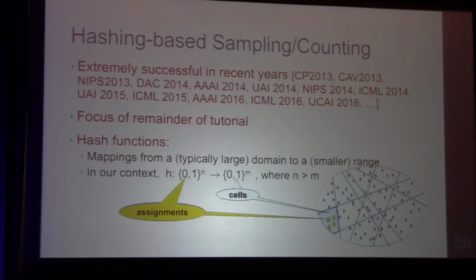We're going to see this picture a lot of times in the remainder of the tutorial. So if this big oval represents the set of all possible assignments to the variables, the black and yellow dots represent assignments that satisfy f, and these partitions here represent the different cells that are generated by a given hash function. Right? So a hash function basically takes a bunch of assignments and maps them to a particular cell. So this is the pictorial view of what a hash function is.